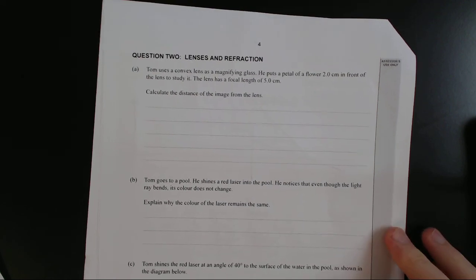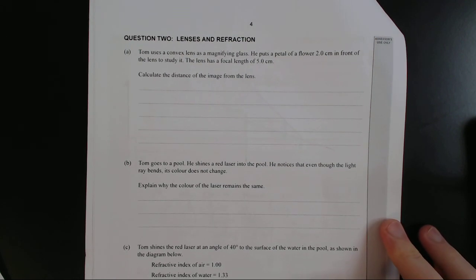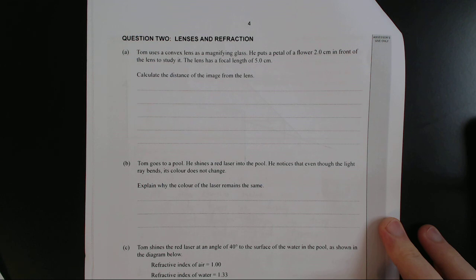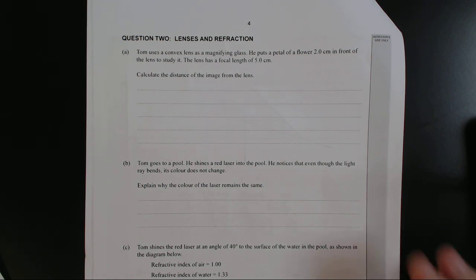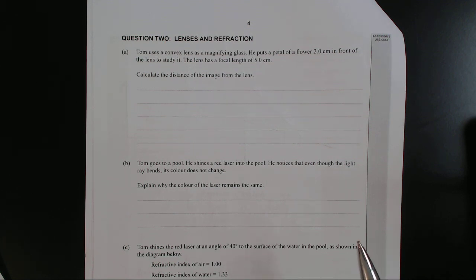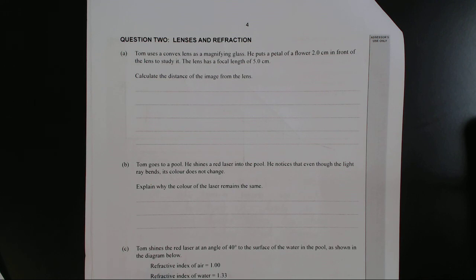Question 2. Tom uses a convex lens as a magnifying glass. He puts a petal of a flower 2 centimeters in front of the lens to study it. The lens has a focal length of 5 centimeters. Calculate the distance of the image from the lens.